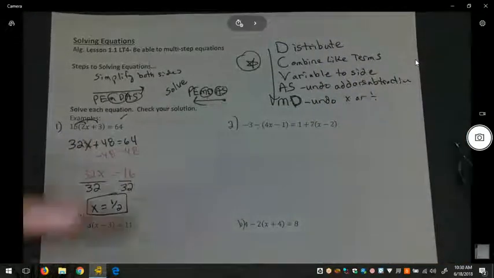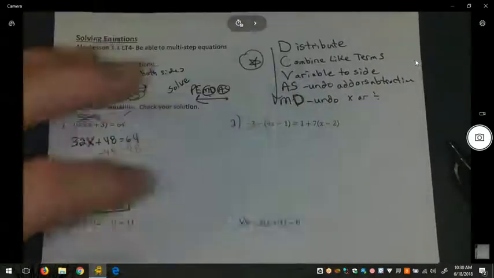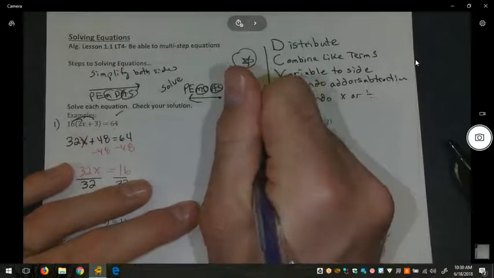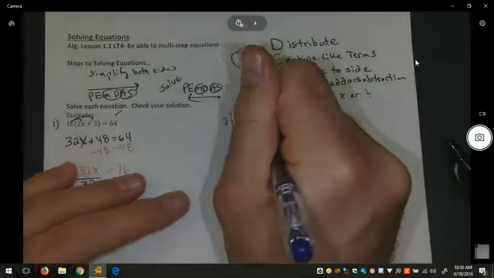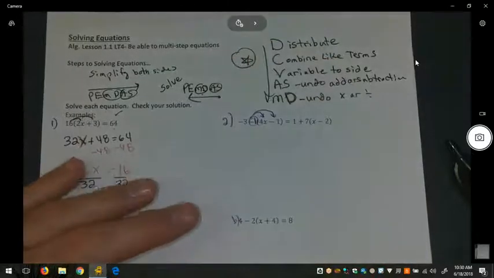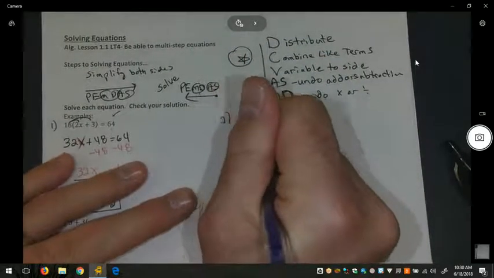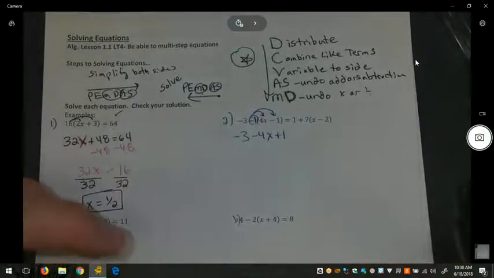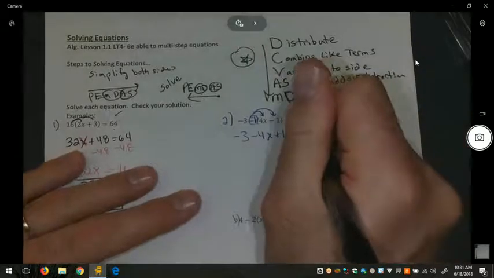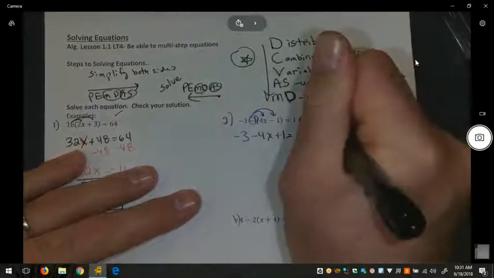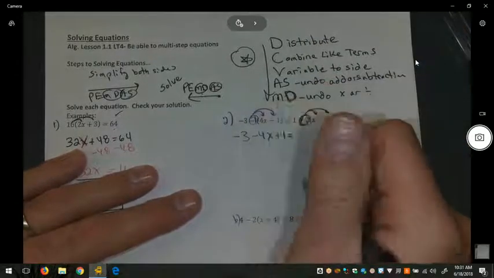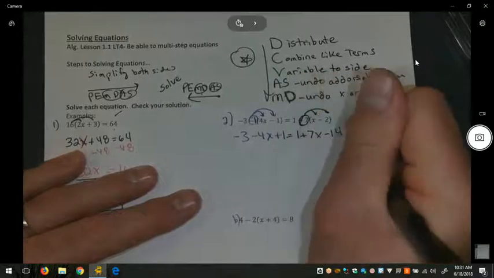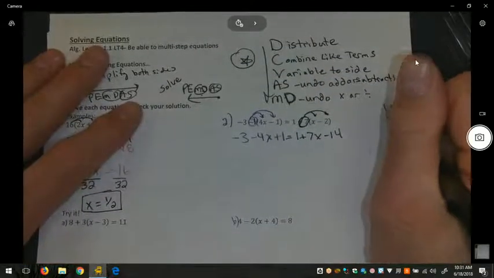So let's follow those steps. Dan can vacuum and sweep my deck. D is distribute. On the left-hand side, I have really a -1 here, or you could just distribute the negative to everything inside the parentheses. This leaves me with -3 minus 4x plus 1. On the right-hand side, I have a positive 7. I take the sign with it that I can distribute to the x and the -2. So this leaves me 1 plus 7x. 7 times -2 is -14.